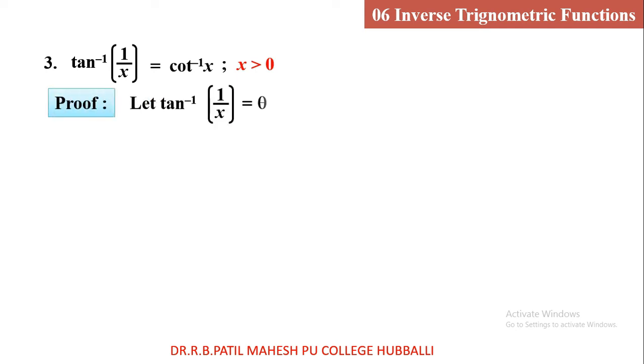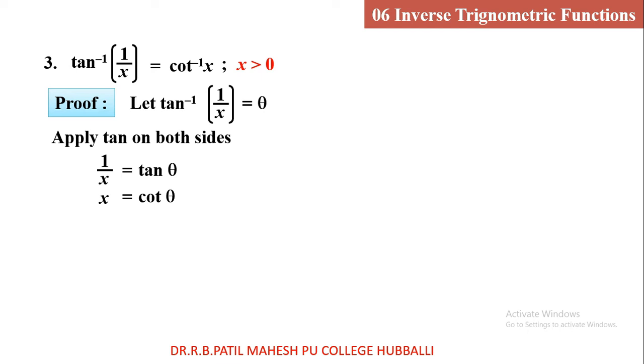Number 3, tan inverse of 1 by x is equal to cot inverse x, where x is greater than 0. Proof of this theorem: let me take the LHS. Tan inverse 1 by x equal to theta. Apply tan on both the sides. So on the left side only 1 by x remains, and on the right side tan theta. Taking reciprocal, x is equal to the reciprocal of tan theta, which is cot theta.